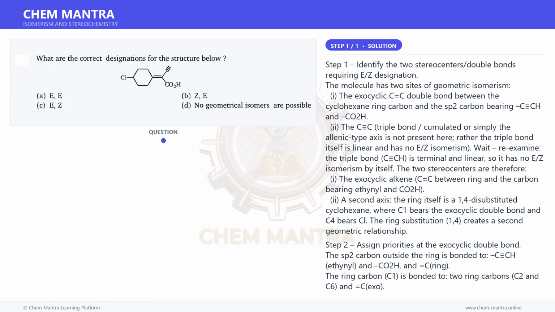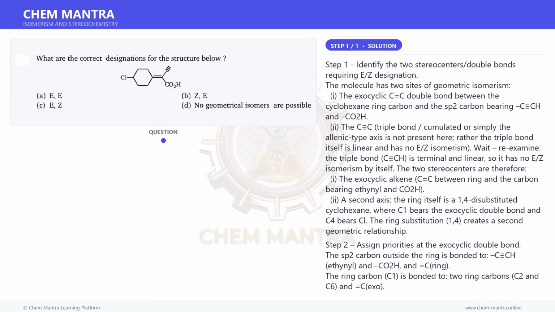Step 5. Compile designations. First designation, ring double bond, C4, Cl versus ring substituents relative to the exocyclic double bond: Z. Second designation, exocyclic double bond, CO2H versus C≡CH on the exocyclic carbon relative to the ring path: E. This gives Z, E. Answer, B.